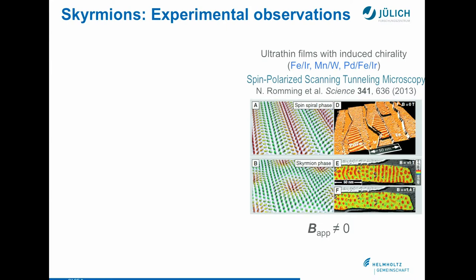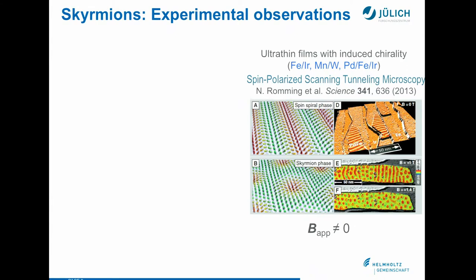This also exists in nature. Here I give you an SDM image. You see, for example, here a ferromagnetic state. You see some spiral magnetic structure in this image here. So your magnetization is spiraling. And then you apply a magnetic field. And you see in this magnetic field, the skyrmions are precipitating and basically covering the entire sample.